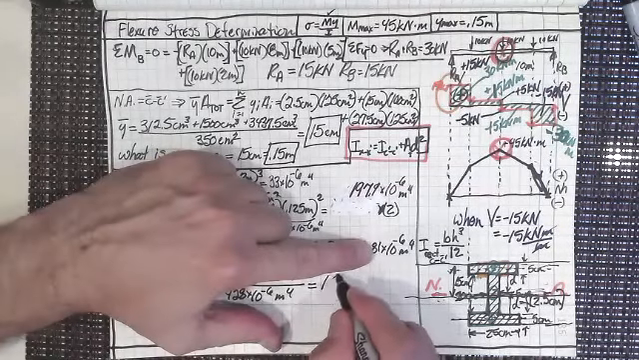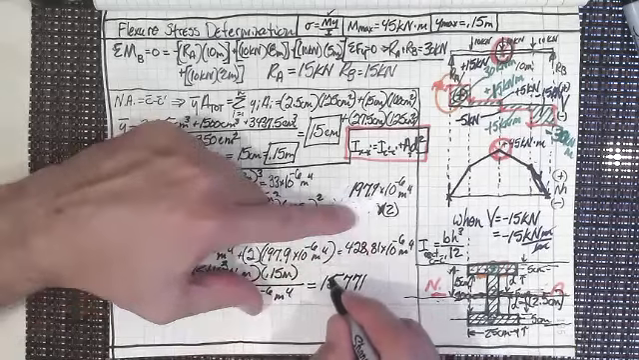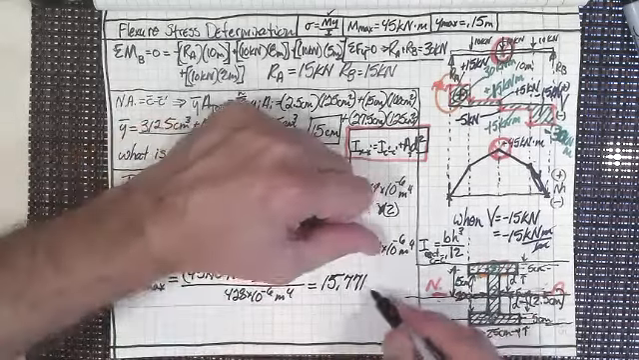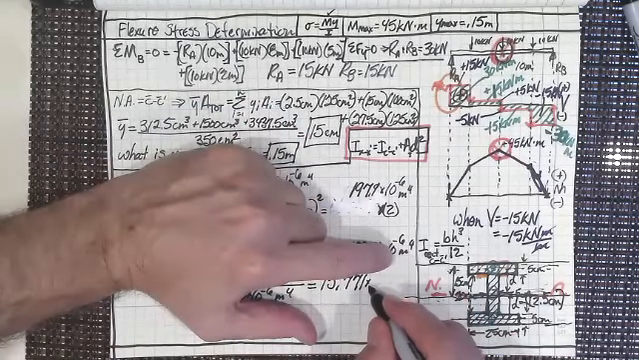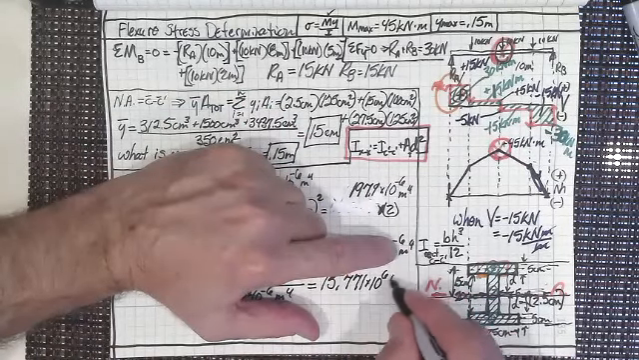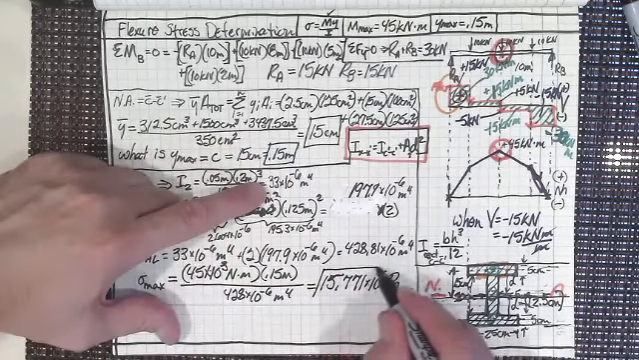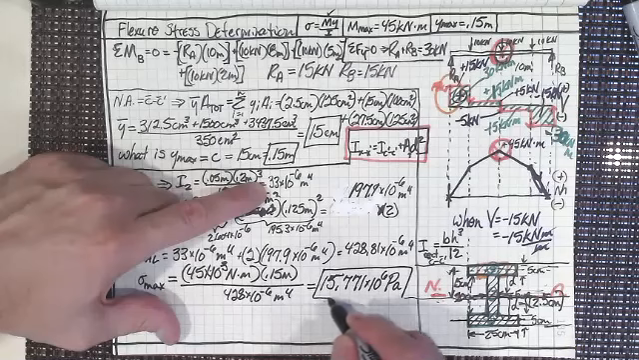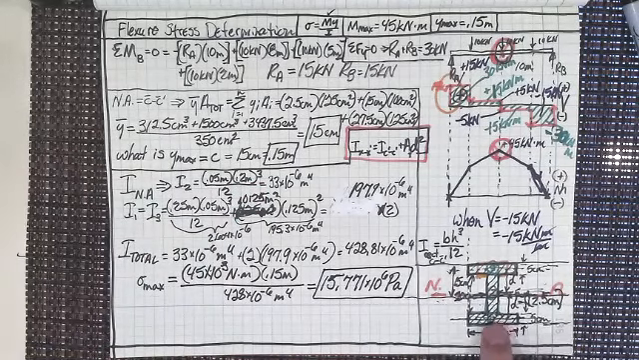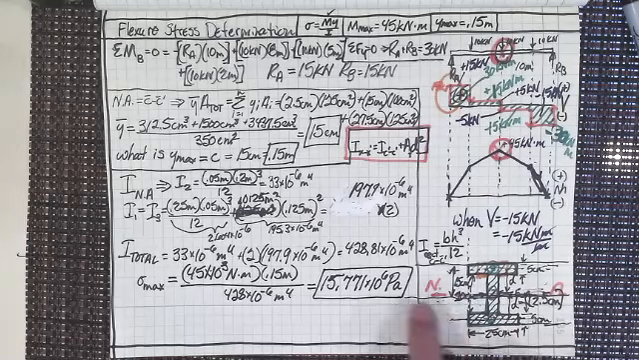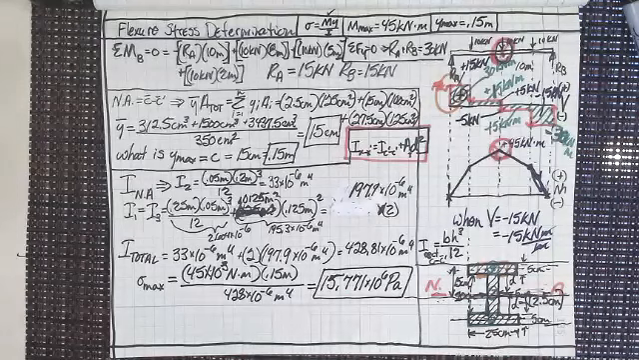And that gives me 15.771. I know I make my fives horrible, don't I? 15.771 times 10 to the 6 pascals. Well, that's pretty good. What could we use? Well, we could use steel. Could we use wood? What's the maximum normal stress for wood? That's what you're probably asking.